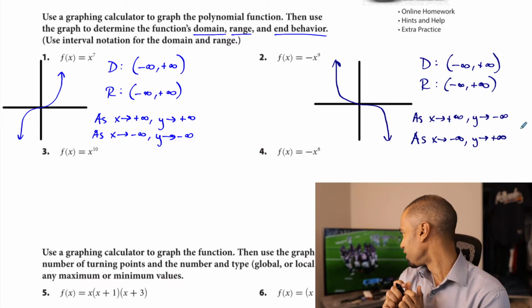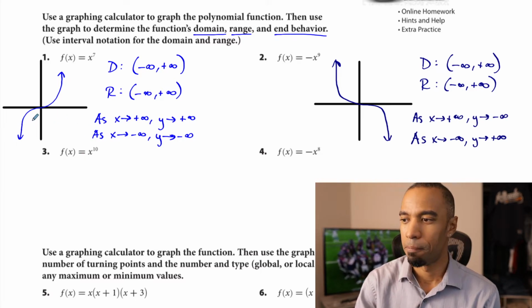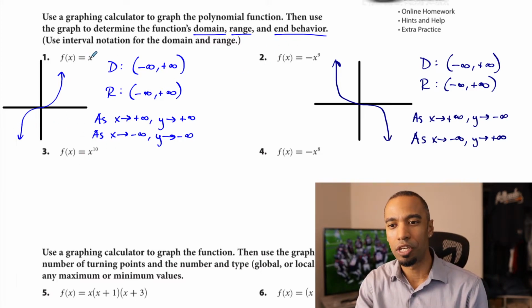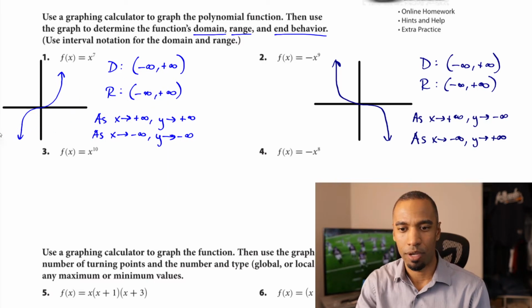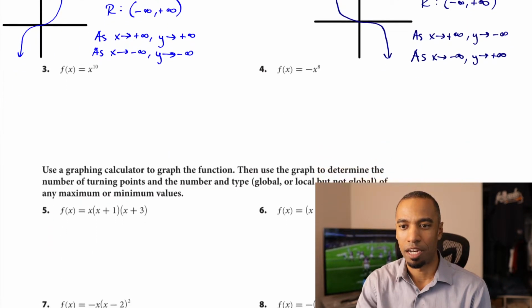All right, so those are two odd degree functions, one positive, one negative, and how we can mention those. Let's look at number 3.